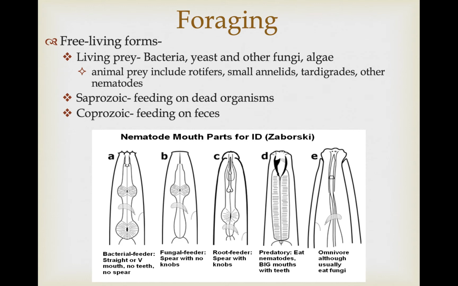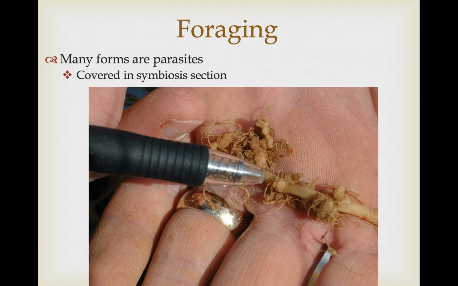And you can see from this figure that depending on their diet, they do have changes in their pharynx and their mouth parts modified for the different diets. So there are quite a few free-living forms, and they can be very important, particularly in, say, soil-like environments. But there are also lots and lots of parasites. And we're going to cover a lot of these parasites in more specific detail in the section on symbioses.